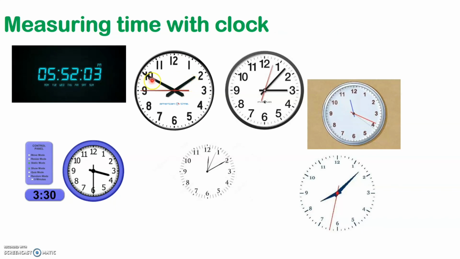While in the case of the minute hand, the minute hand is now pointing towards the mark 10 on the clock. So for this minute hand to complete 1 full round, it takes 60 minutes, which is equal to 1 hour. So this minute hand moves and completes 1 full round and reaches again at 10. It takes 1 hour, which is equal to 60 minutes.